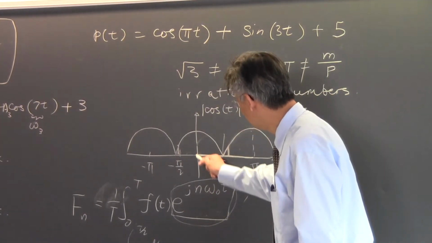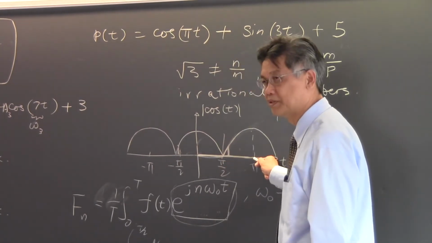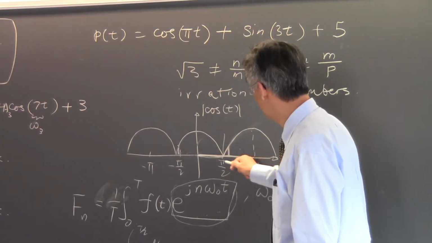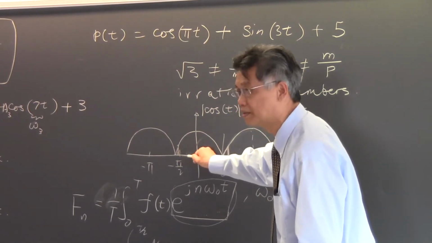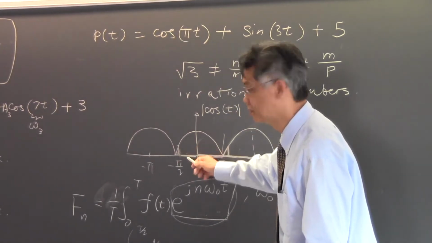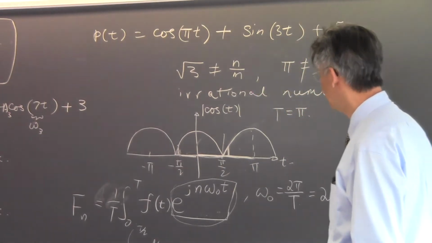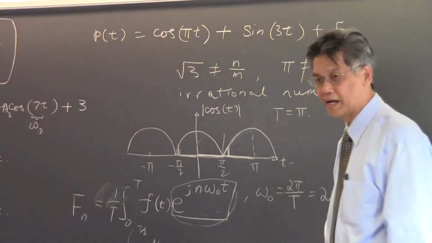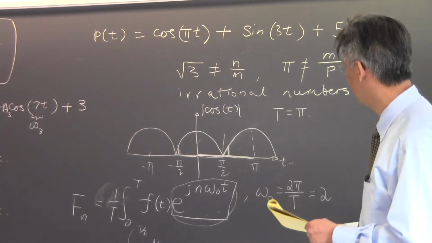This phase function from here to here is not the same as this phase function from here to here because of the wrong period, okay? This phase function from here to here is the same as this phase function from here to here, because it satisfies the periodicity. So you cannot just integrate from here to here and multiply by 2. You will get the wrong answer, okay? You have to study this to make sure that you're doing things correctly.